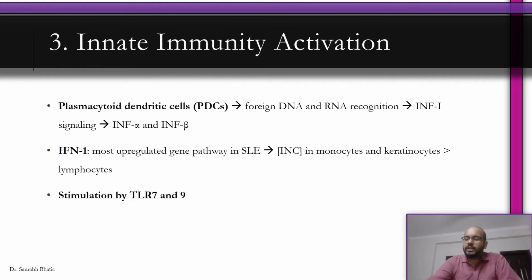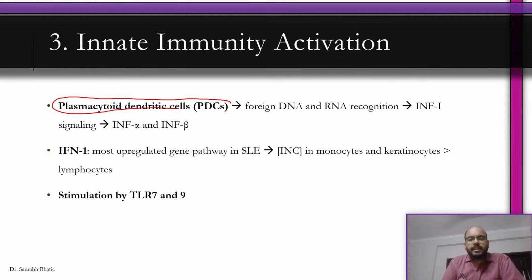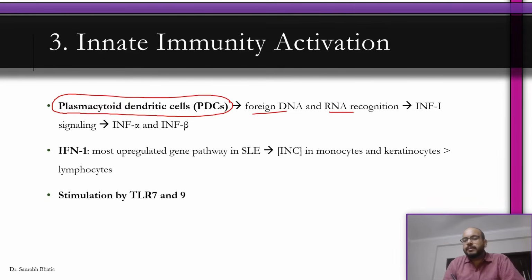Now what happens is, and I would request you to go back and see our lecture on basic skin immunology, innate immunity, to have a better understanding of the players involved in the innate immune system. So let's start with what actually happens. The most important cells that we'll discuss are the plasmacytoid dendritic cells. Now, these dendritic cells are responsible for analyzing foreign DNA and RNA matter.